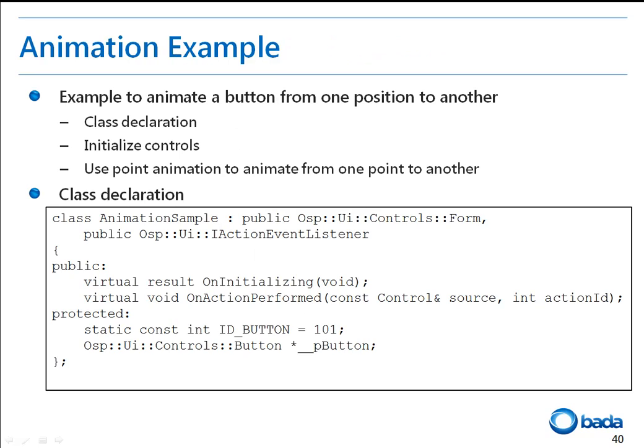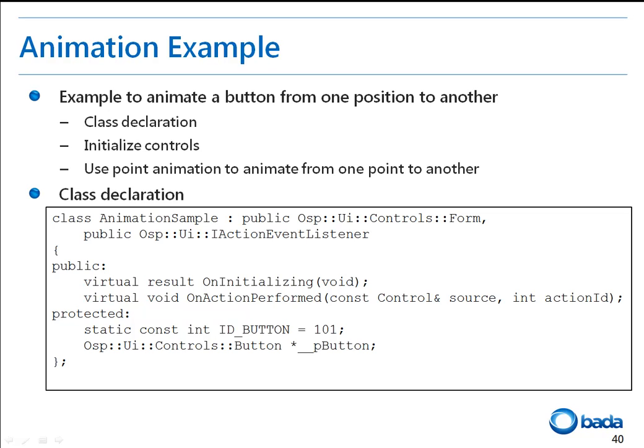Let's take a simple example to animate a button from one position to another. First, we need to declare a class and initialize the button. When the button's clicked, I'll show you how to animate from one point to another. First, let's look at the class declaration. As shown, the animation sample class is derived from the form and the iAction event listener to receive the onActionPerformed button click event. I also have the button ID and the button object in the class.